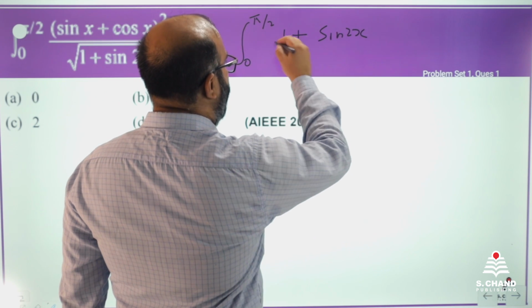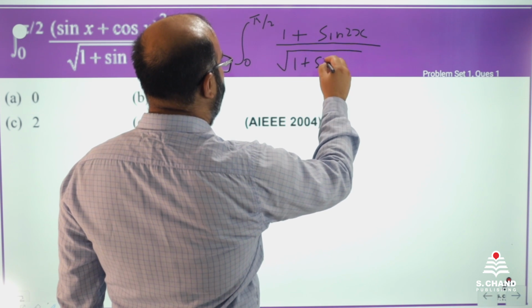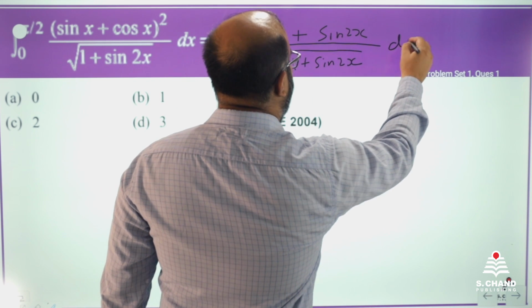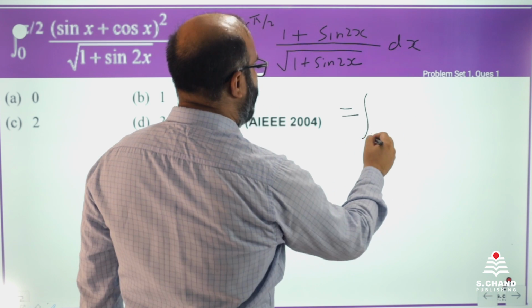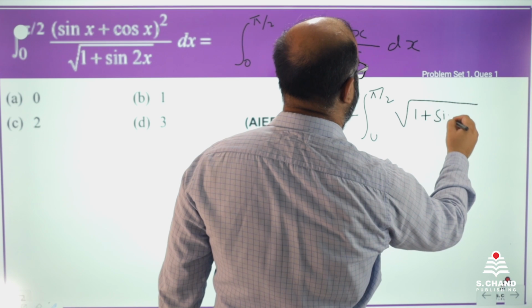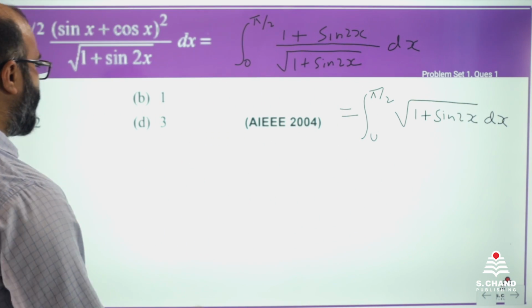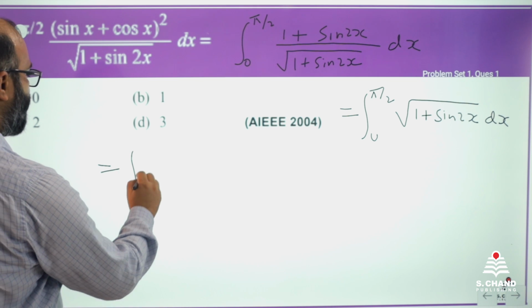So it is 1 plus sin 2x, and in the denominator it is root over 1 plus sin 2x. So one thing will happen, that you can write it as the integral from 0 to pi by 2 of root over 1 plus sin 2x, because the square root and power 1 will cancel like this. Then it will be 0 to pi by 2.